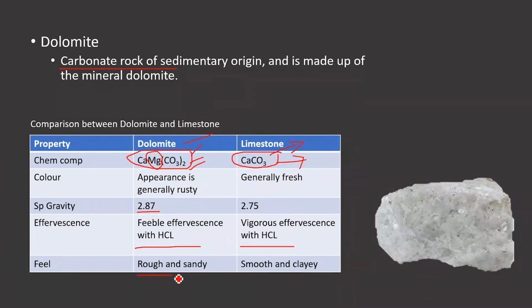Dolomite will be rough and mostly sandy, so you get a grainy feel when you touch it, whereas in the case of limestone you will get a very smooth, clay-like appearance. So these are the two main chemical sedimentary rocks which are important.